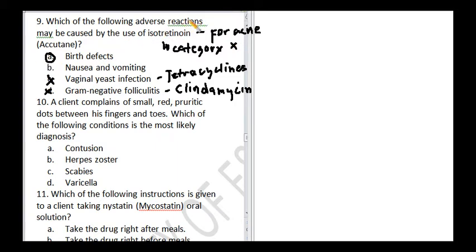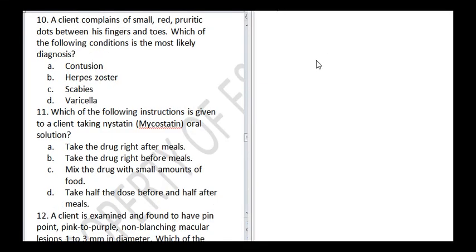Next, number 10. Client complained of small red pruritic dots between his fingers and toes. Which of the following conditions is the most likely diagnosis? Is it A. Contusion, B. Herpes zoster, C. Scabies, or D. Varicella?